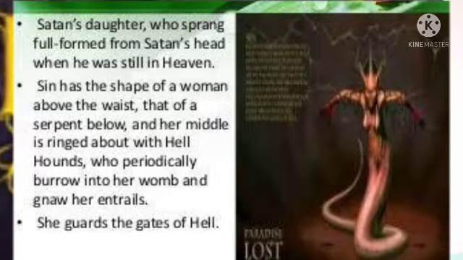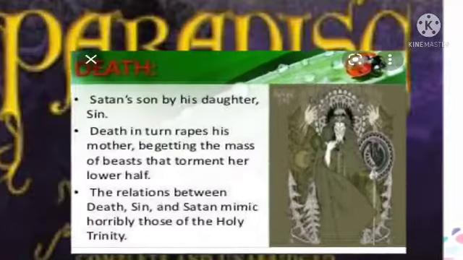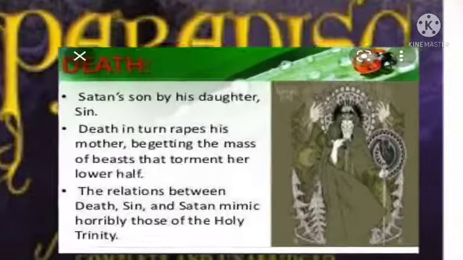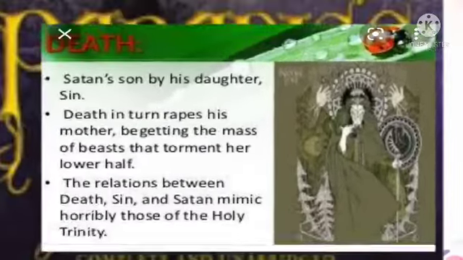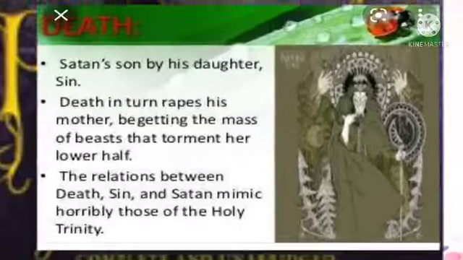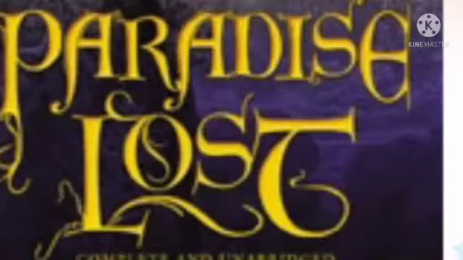Sin looks like a woman from the top, and towards the bottom she is a serpent, with a pack of howling dogs around her waist. And Death is only a dark shape. Sin says that she sprang forth from Satan's head, and then Satan impregnated Sin, who gave birth to Death. After listening to Sin and Death, Satan continues his journey, and on his way he made chaos, confusion and discord.